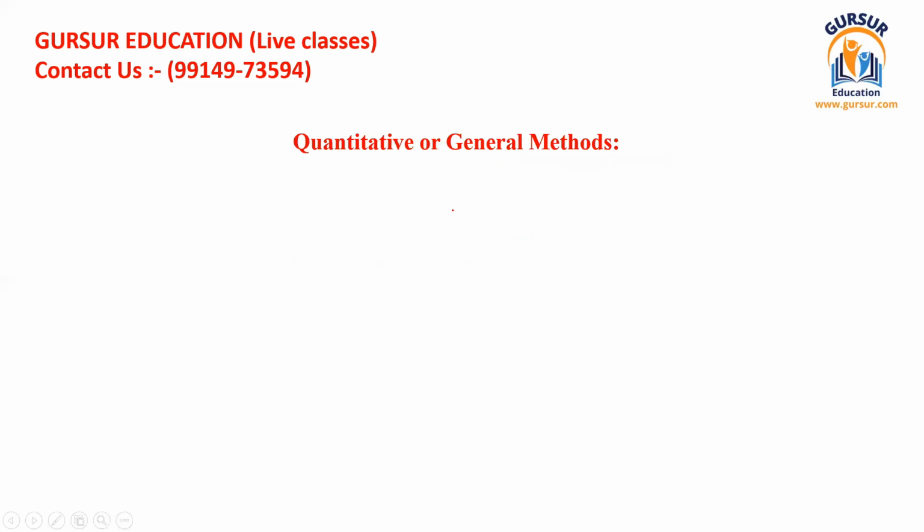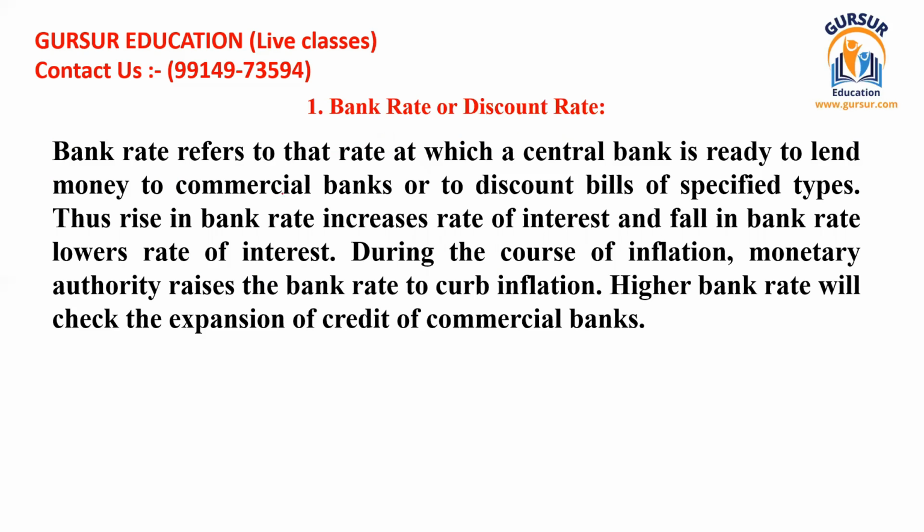Okay, the first is the quantitative measure. In these measures I shall tell you how the government or the central bank takes decisions in quantitative form so that the supply of money can be increased or decreased in the country. If it is increased or decreased, then easily all the systems can be managed. So the first quantitative measure is bank rate.